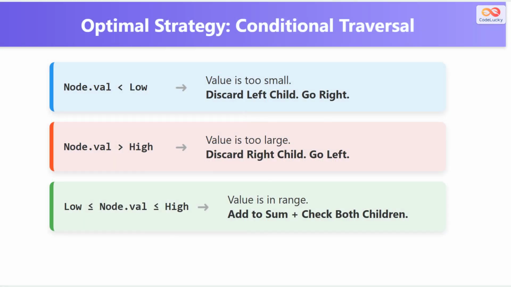We can optimize this using a technique called pruning. This means cutting off parts of the search that we know won't contain valid answers. Here is the logic. If the current node is less than low, we don't need to go left, we only go right. If the current node is greater than high, we don't need to go right, we only go left. If the node is inside the range, we add its value and check both sides.